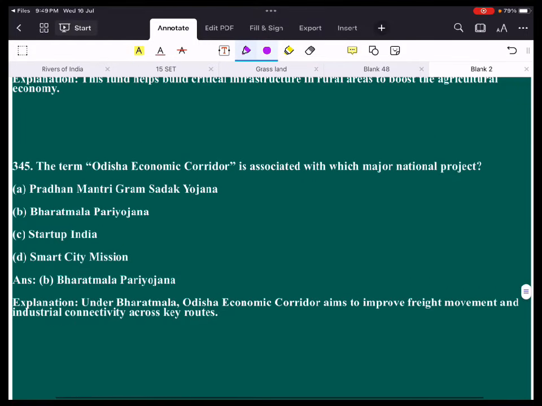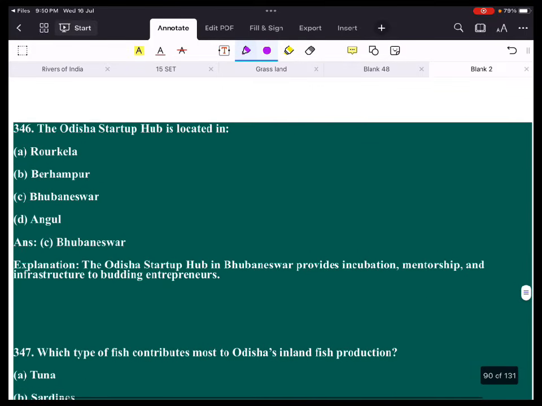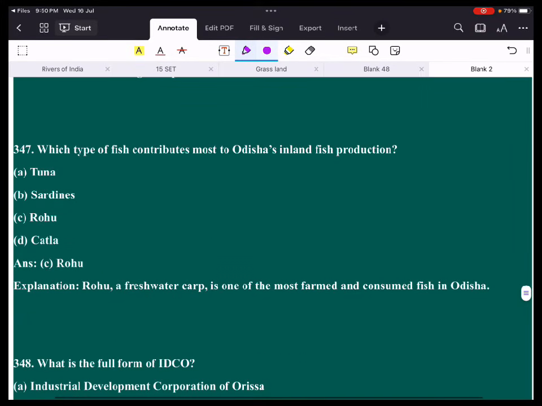The term Odisha Economic Corridor is associated with which major national project? That is option B, Bharatmala Pariyojana. The Odisha Startup Hub is located in Bhubaneswar, option C. Which type of fish contributes most to Odisha's inland fish production? That is option C, Rohu.